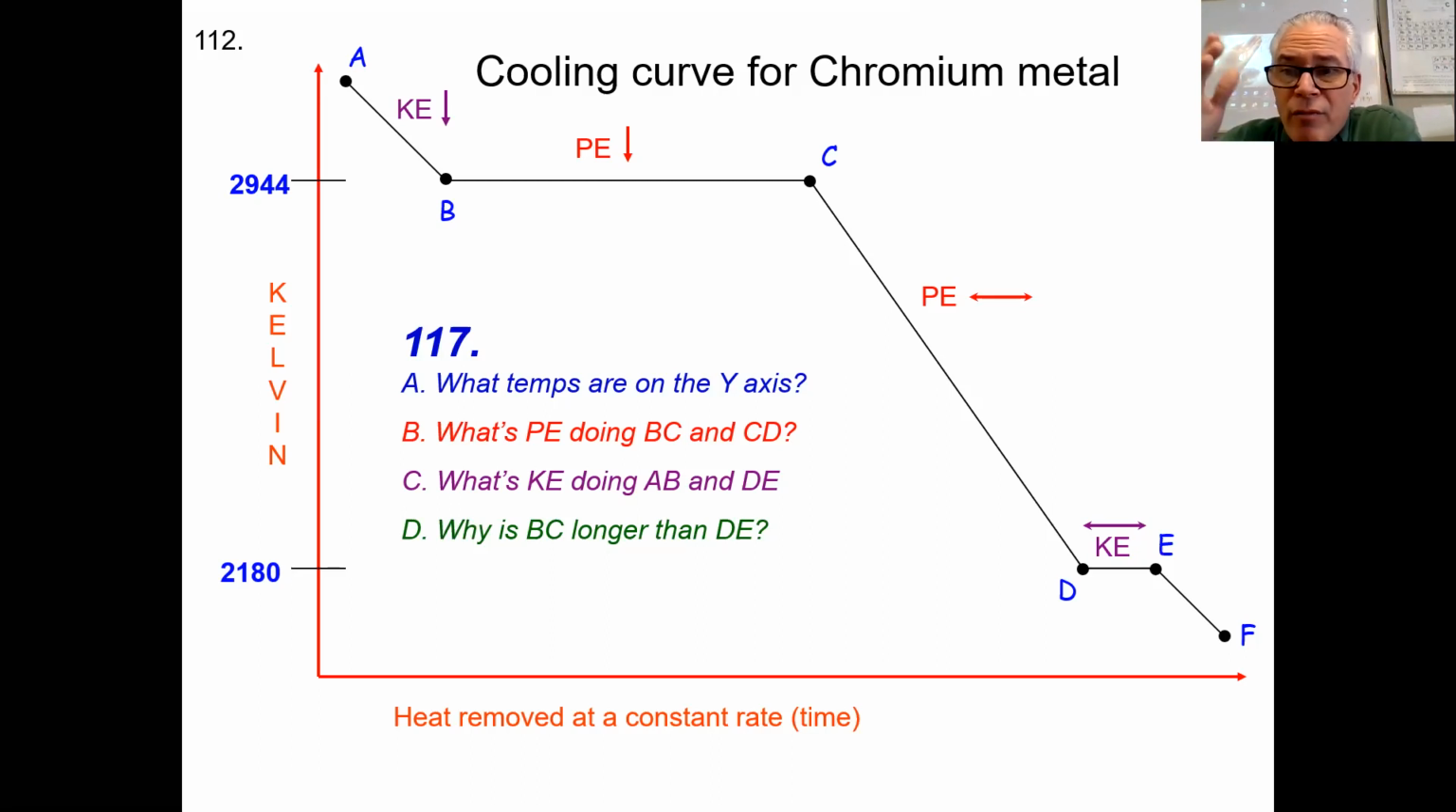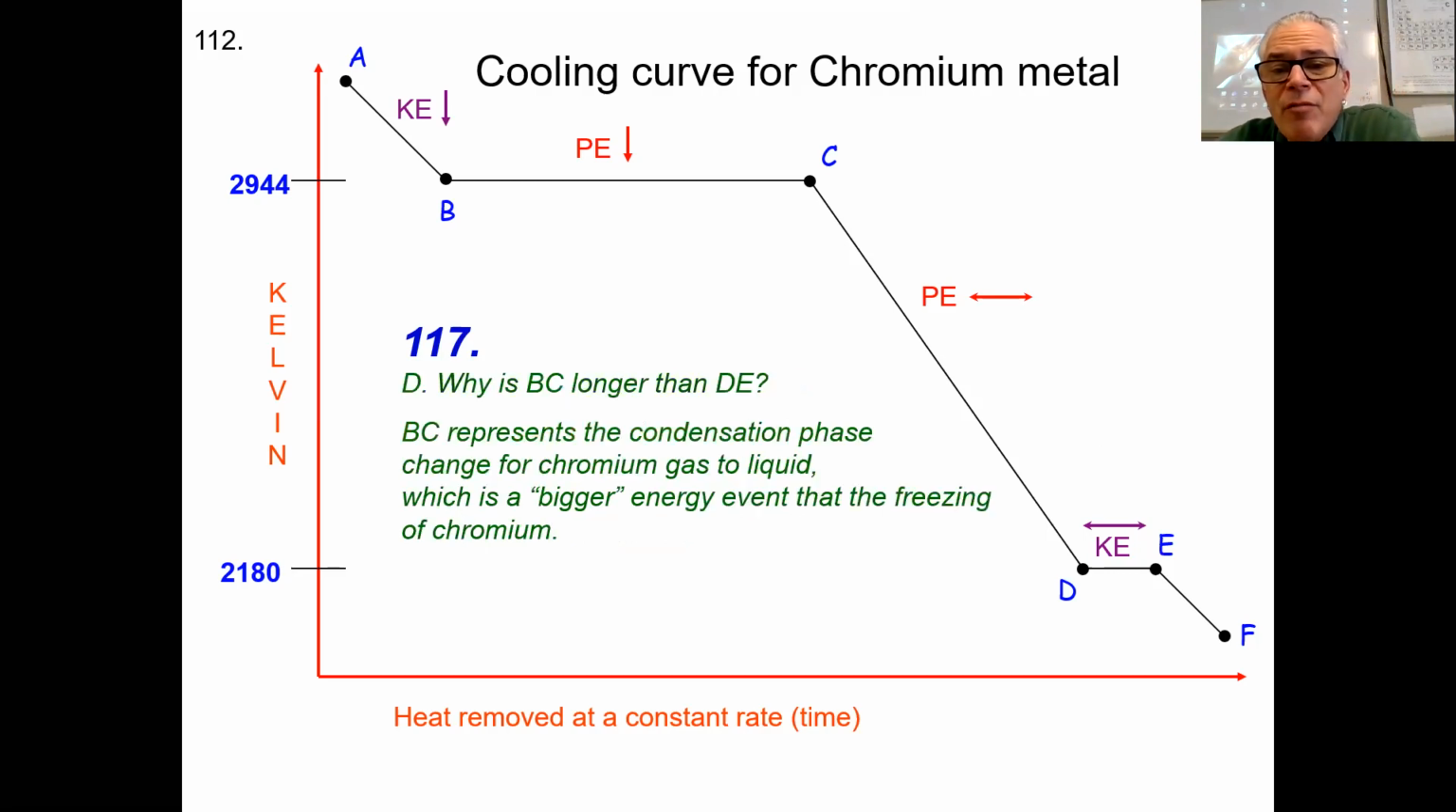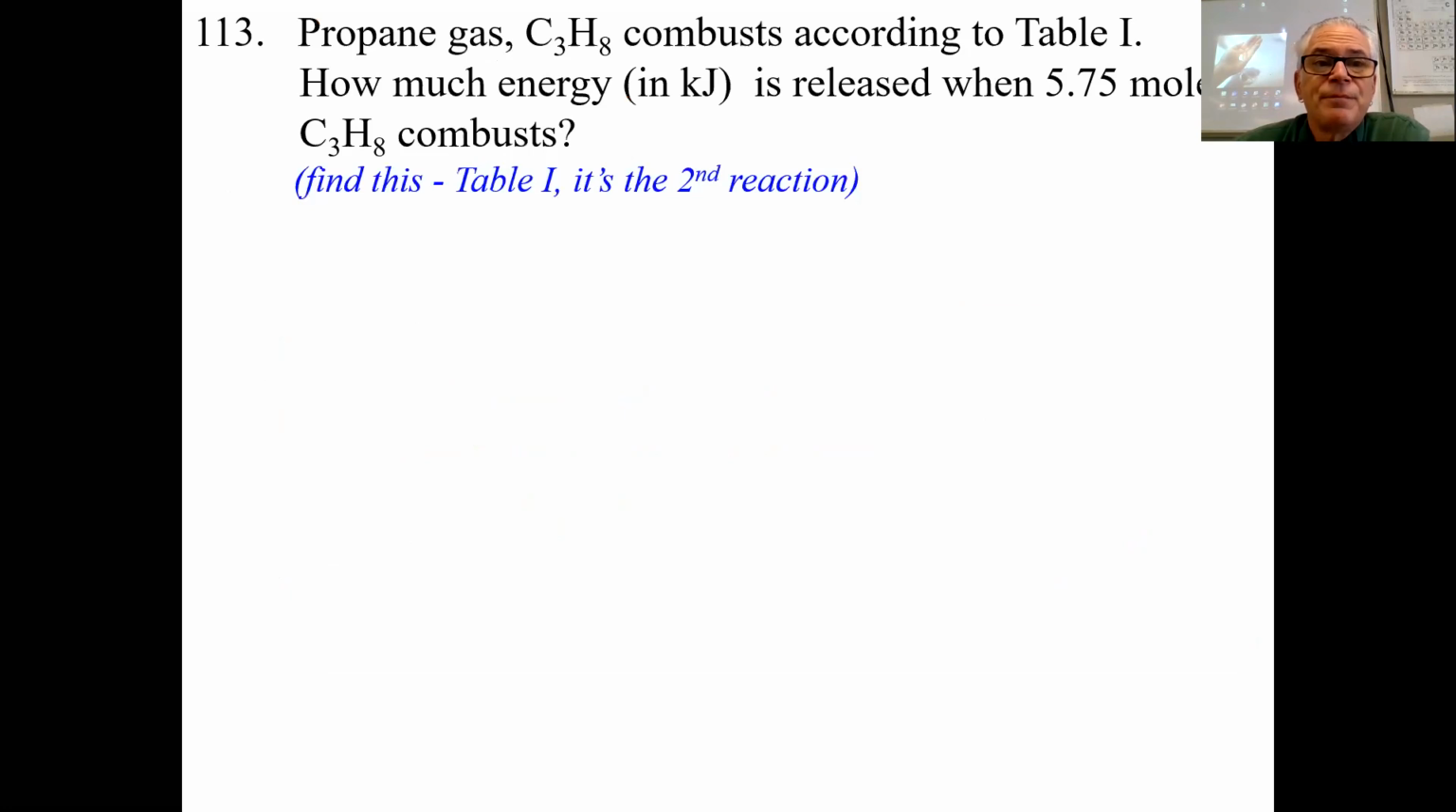Why is BC, the top flat, longer than DE? On a cooling curve or on a heating curve, it's the top phase change that's always longer than the bottom phase change. And of course, you know the answer by now. BC represents condensation, and the change for chromium, in this case, from gas to liquid. The hot phase change is a much bigger energy event. So it's longer because we have to remove more energy to make that happen than we have to do to make the chromium actually freeze.